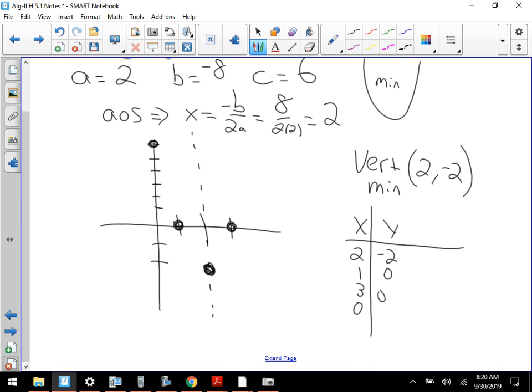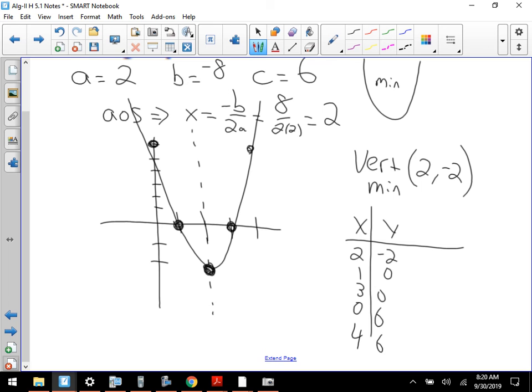So it's at 0, 6, and what's the other value going to be? 6. At 4, good, because this is 2 away, so this has to be 2 away, and there's our parabola. Not very complicated. It can just be tedious. Does that make sense?